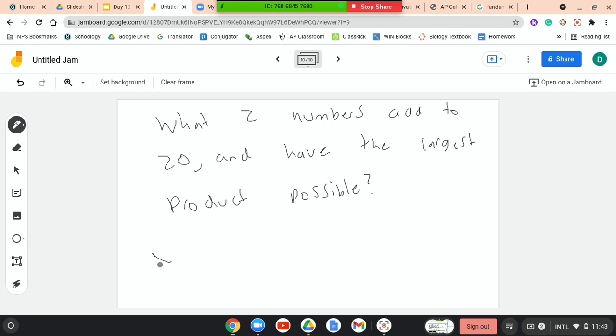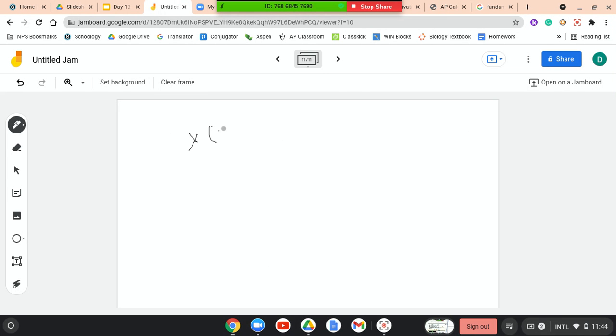Let's say our first number is x. Then our second number has to be 20 minus x, because they have to add to 20. So the product of the two numbers is going to be x times 20 minus x. Let's say this equals product. So the product equals negative x squared plus 20x. Where do you think the max product is going to be? We know this is a function, so we're basically looking for the maximum of this function, because that's where the product is going to be the largest.